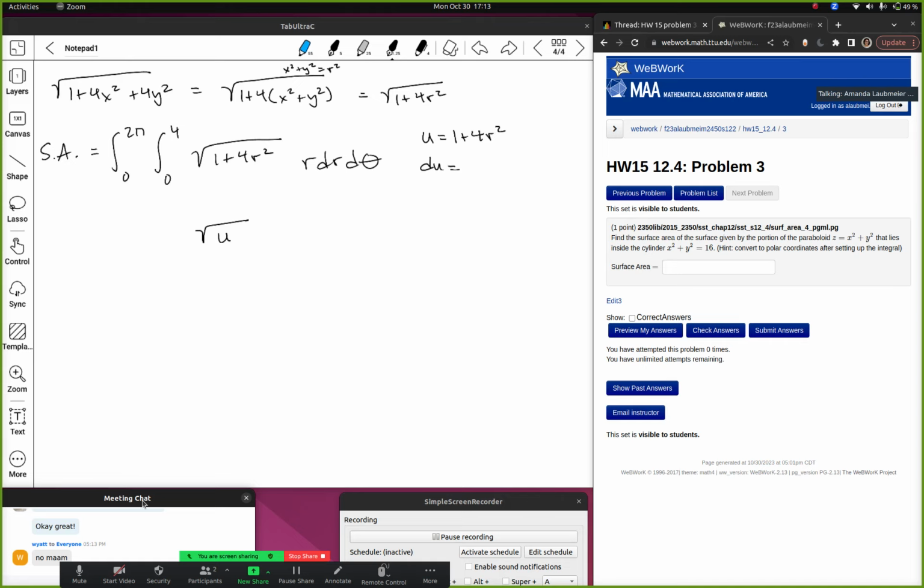In that case, du would be 8r dr, just taking that derivative. And there's an r dr right here already, so I could go ahead and replace r dr with du over 8. I rearranged this formula to look like this thing that I want to replace.